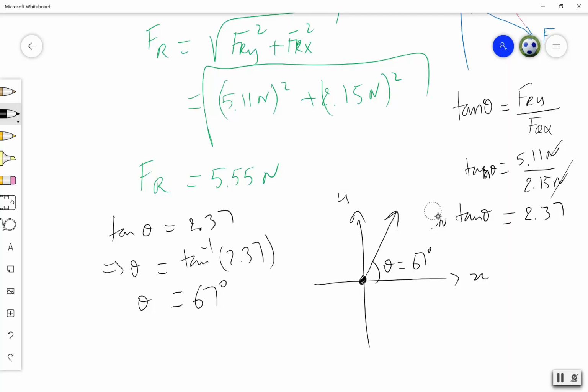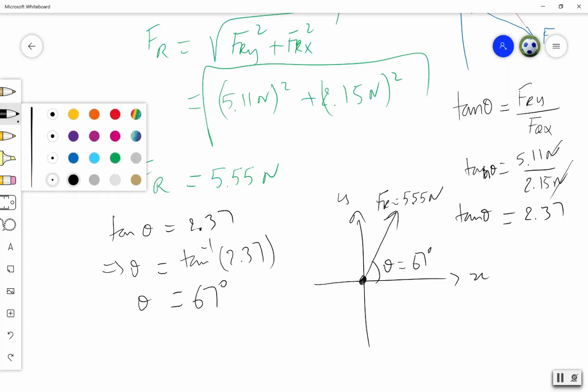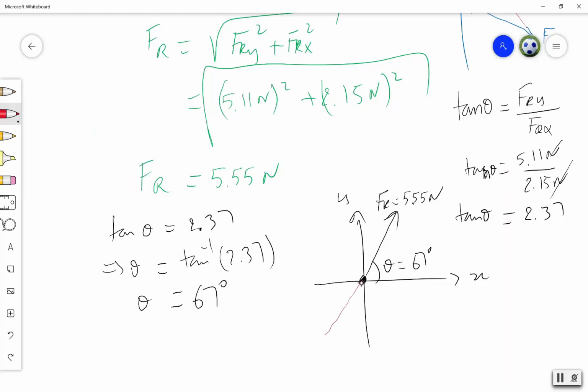I should cancel this FR. FR is 5.55 Newton. I should cancel it. How do I cancel it? I have to apply another force that has the same magnitude, but in the opposite direction. Okay, if this force is pulling this one, this force must be pulling the other side.